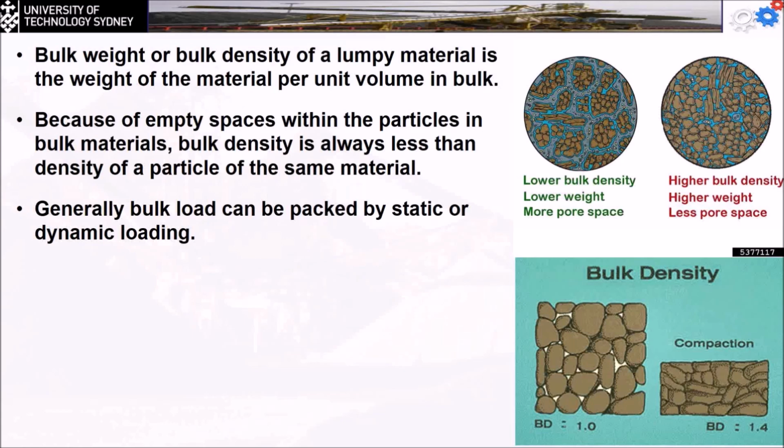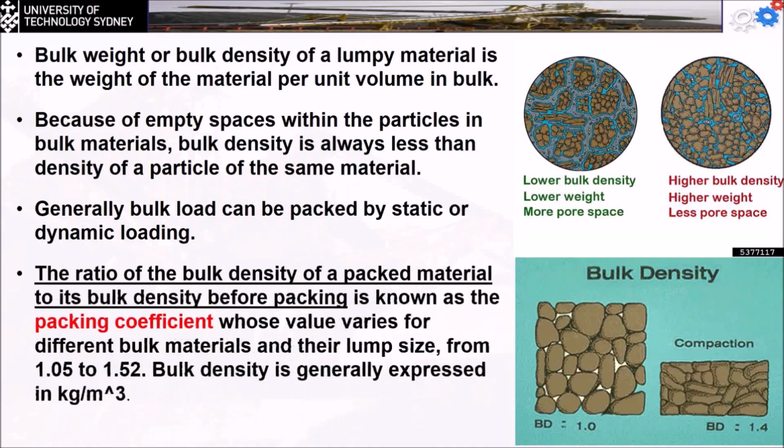So once again, this is the bulk density. You can have spaces. When I do the compaction, I'm going to close all these spaces, and this will give me the actual density. The ratio of the bulk density of the packed material to its bulk density before packing is known as the packing coefficient, whose value varies for different bulk materials and their lump size from 1.05 to 1.5, and the bulk density is generally expressed in kilograms per cubic meter.